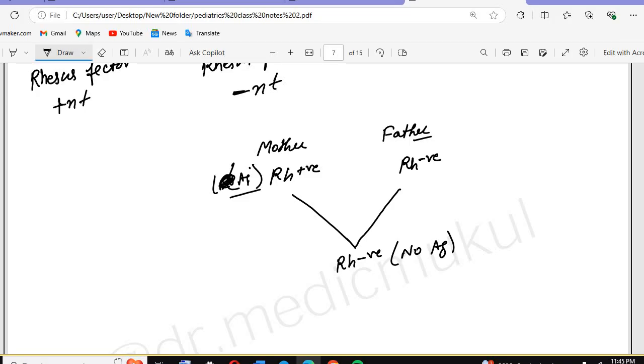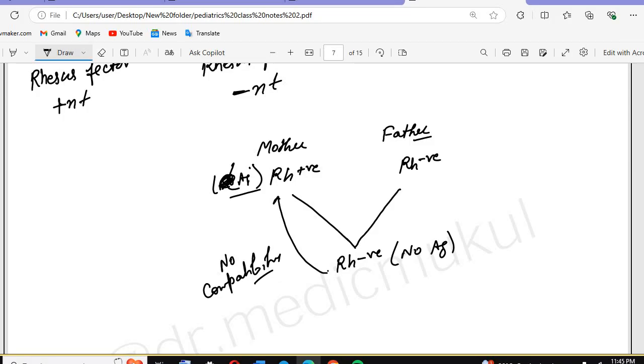Okay, so now one has no antigens and the other has the antigens. So the fetal blood will go to the mother's blood, and there will be no compatibility. Why is there no compatibility? Because with no antigens, no antibody formation will be there.